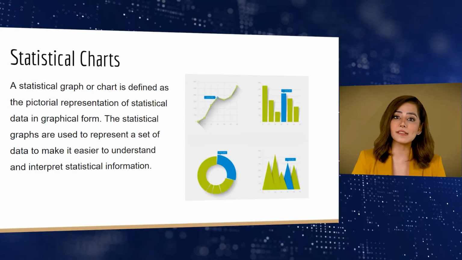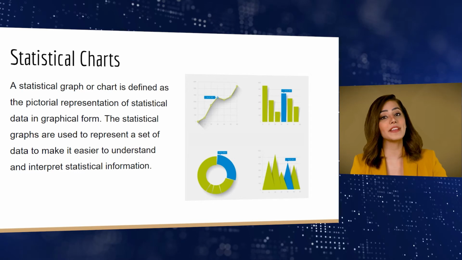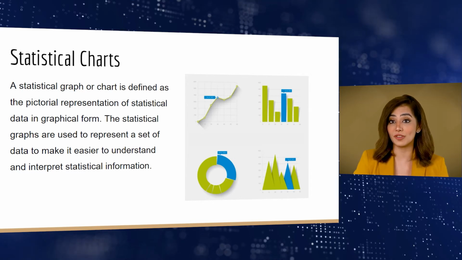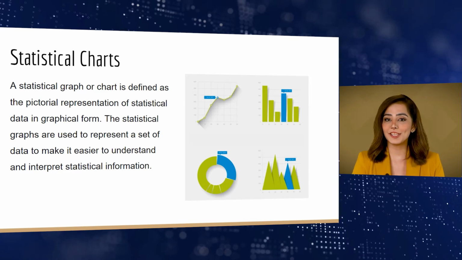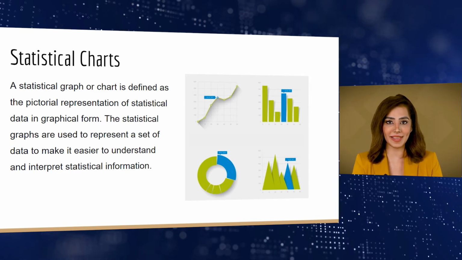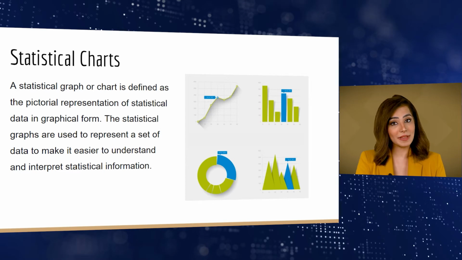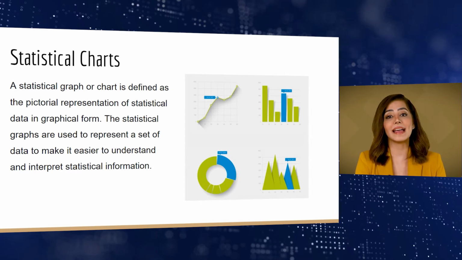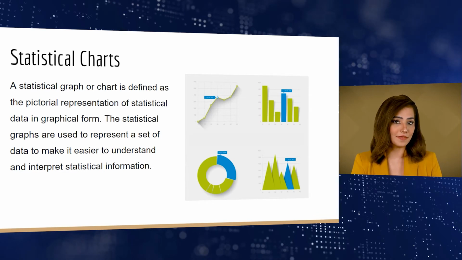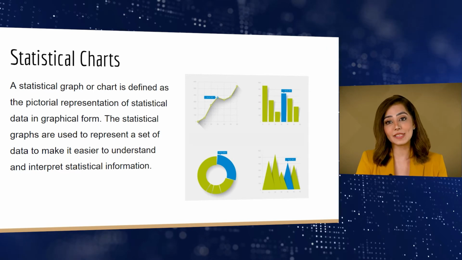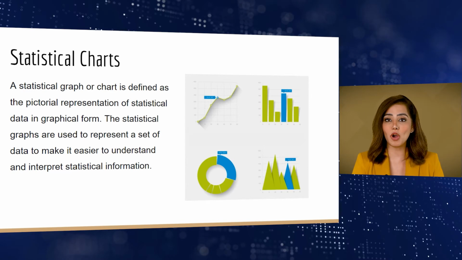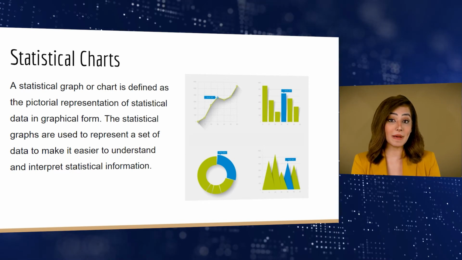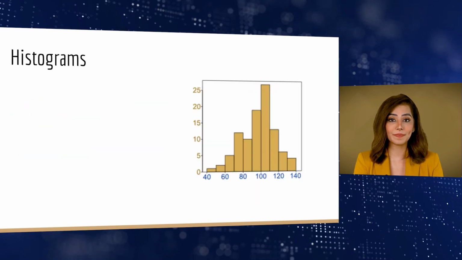A statistical graph or chart is defined as the pictorial representation of statistical data in graphical form. The statistical graphs are used to represent a set of data to make it easier to understand and interpret statistical information. In this lesson, we are going to discuss the histograms, the strip plots, the box plot, and the violin plots. So let's know a little about these charts too.